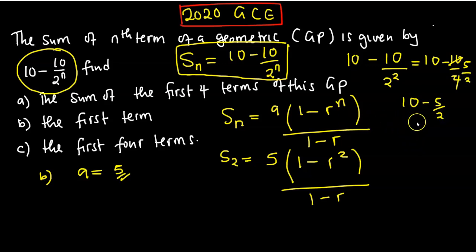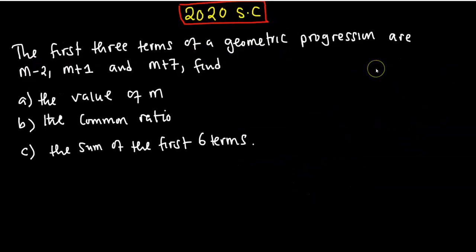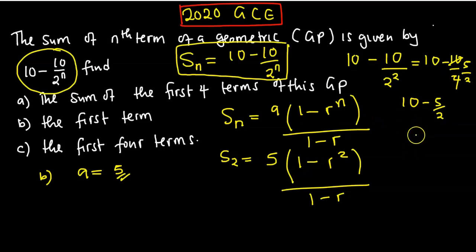Okay, we want to find the sum of the two terms. So in this case, it is going to give us what? Lowest is 2. Then this one will be 20 minus what? 5. So it's going to give us 15 over 2. So the sum of the first two terms is 15 over 2.